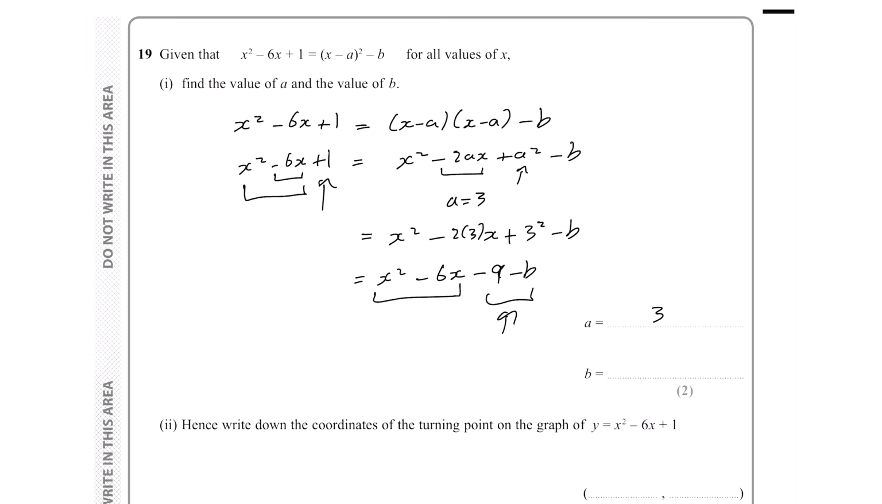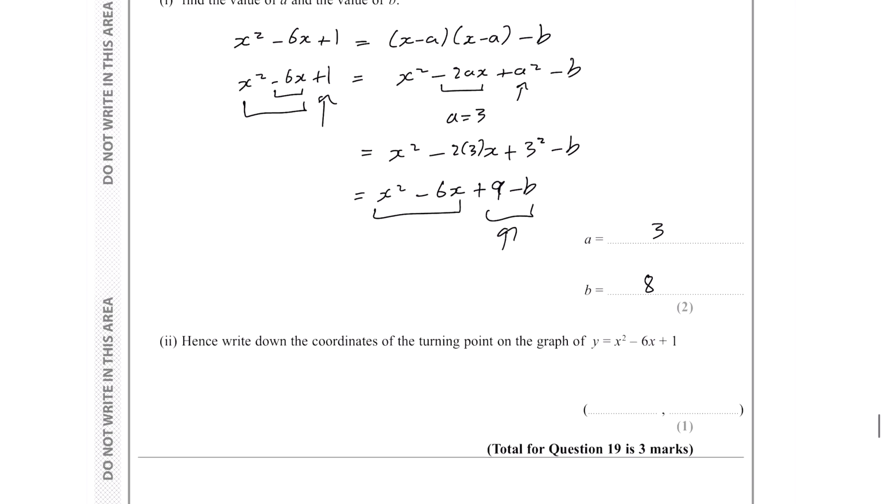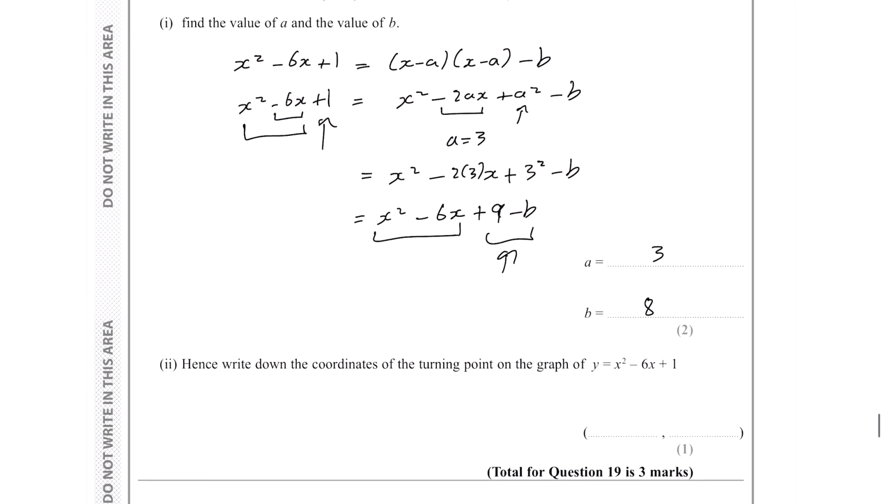And sorry, that's supposed to be a plus there. So what do I do to plus 9 minus b to get a 1? So that must be 8. Now, hence write down the coordinates of the turning points.